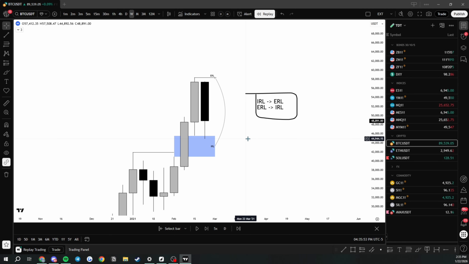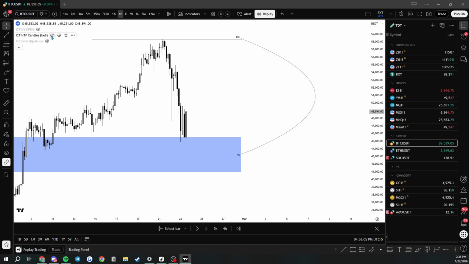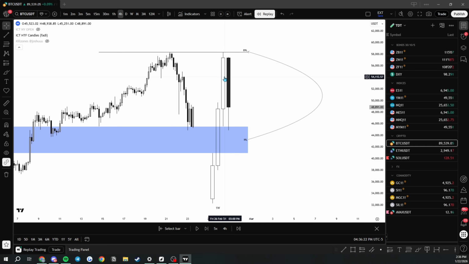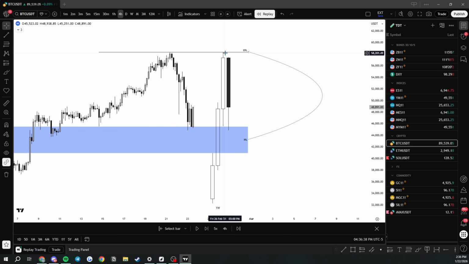So let's take a look at the 4 hour, and then we'll put some weekly candles here. Okay, so what this indicator is doing right here is it's showing me the high time frame even though I'm on the low time frame. And this can be particularly helpful. I just type in ICT fatty and high time frame candles comes out. I don't think the settings are too difficult. They're pretty intuitive. But it's showing us what the weekly candle looks like here.